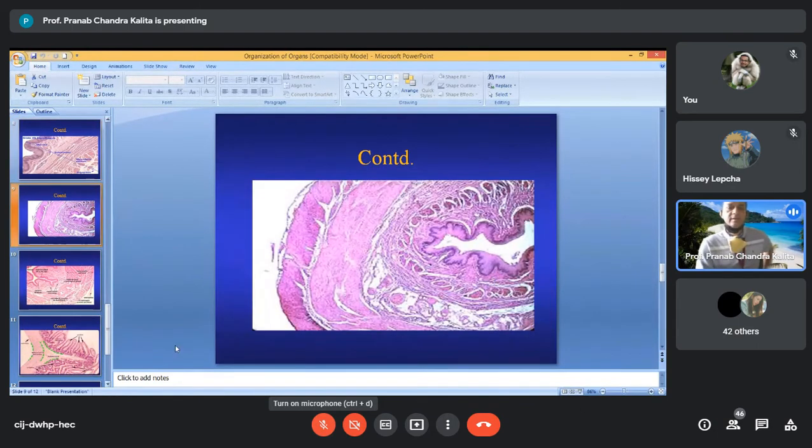Here you can see a circular cross section. This is the lamina tunica mucosae layer. Then this layer is the tunica mucosae. Then this is the tunica submucosae. Then you will find the tunica muscularis, and this is the serosa layer.